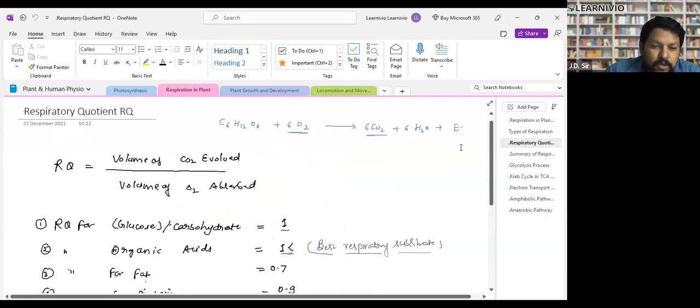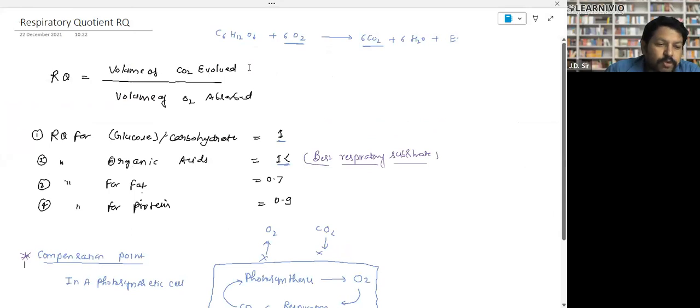Respiratory quotient. What is the RQ or respiratory quotient? It's very simple. Respiratory quotient is the volume of CO2 evolved upon the volume of O2 absorbed. Like you can see here, C6H12O6, oxygen is utilized and carbon dioxide is evolved, plus water and plus energy. So the ratio of carbon dioxide evolved and oxygen utilized is called respiratory quotient. We call it RQ. Got it? If the respiratory quotient is higher, it means more CO2 is evolved and less oxygen is utilized.